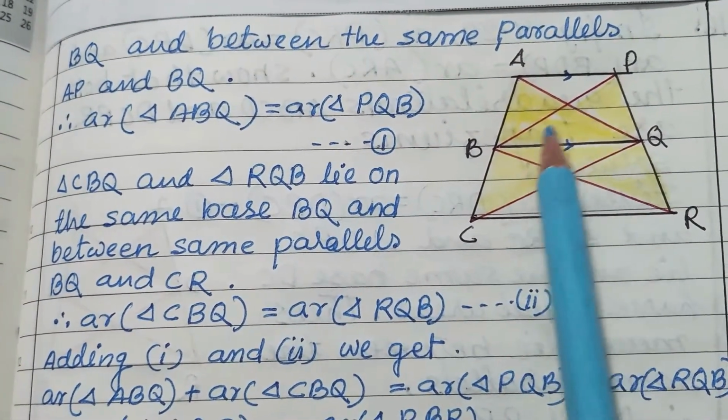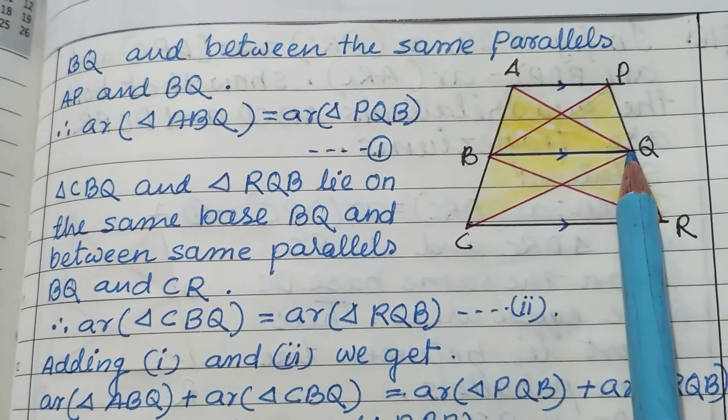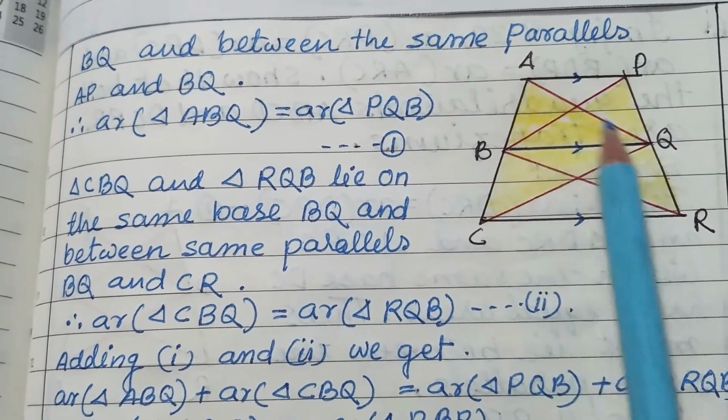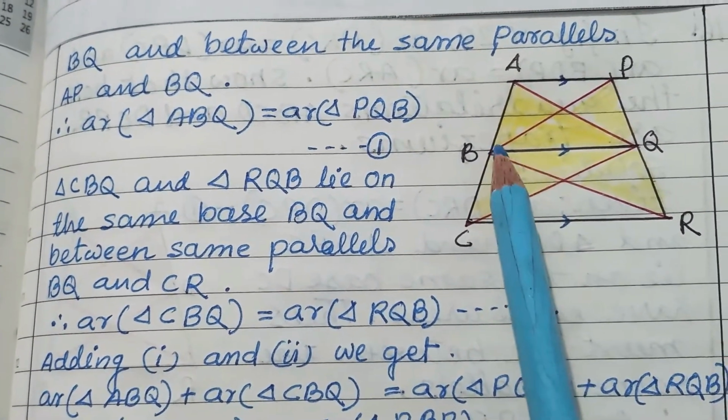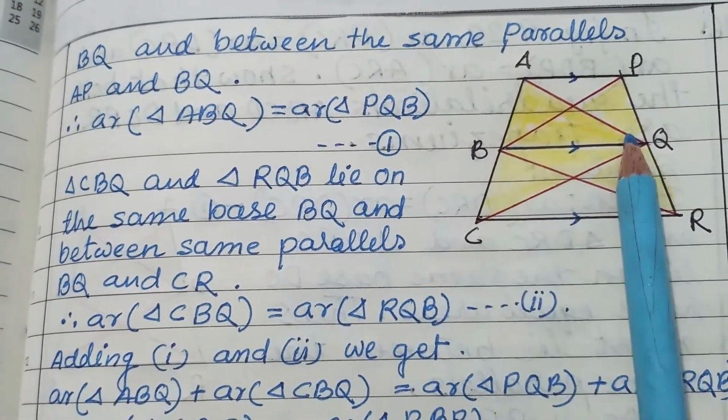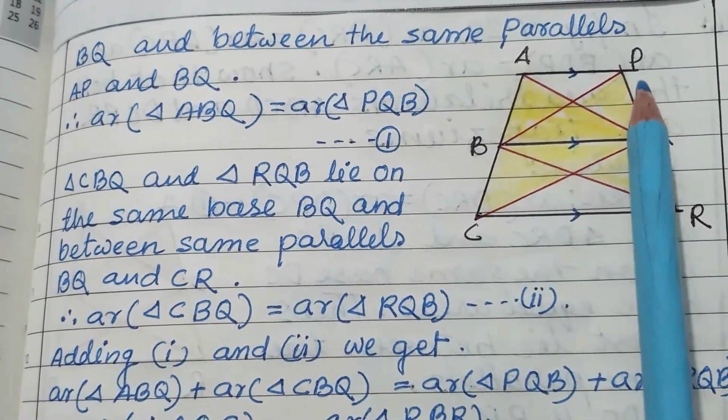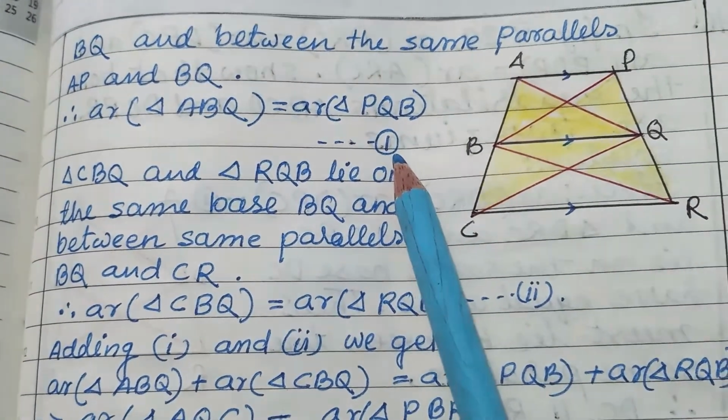These two yellow triangles are on the same base BQ and between the same parallels BQ and AP. Therefore, area of triangle ABQ is equal to area of triangle PQB. This is the first relation.